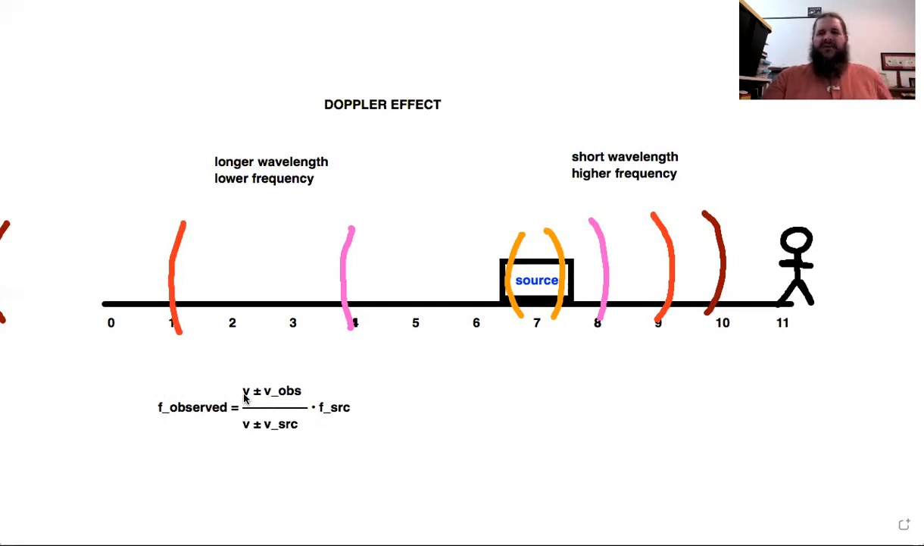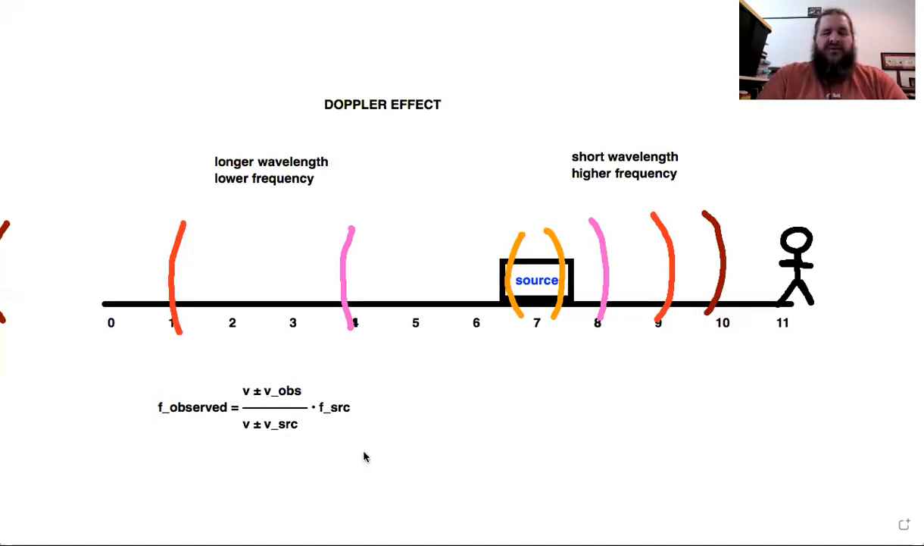You can get a similar effect if, let's say, you've got a boat traveling along the surface of the water. As the boat bobs up and down, it's producing ripples. Those ripples are going to be bunched closer together in front of the boat and spread out further apart behind the boat. So you get the same sort of effect. You would just use the speed of ripples in water instead of the speed of sound in air. But the exact same principle still applies.